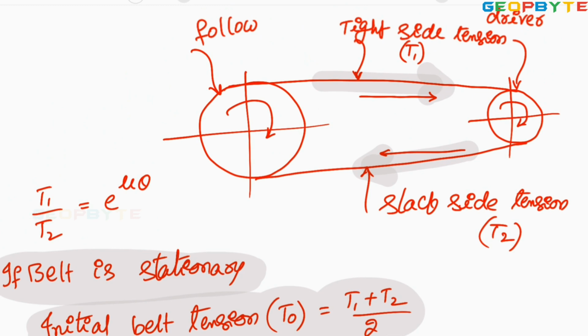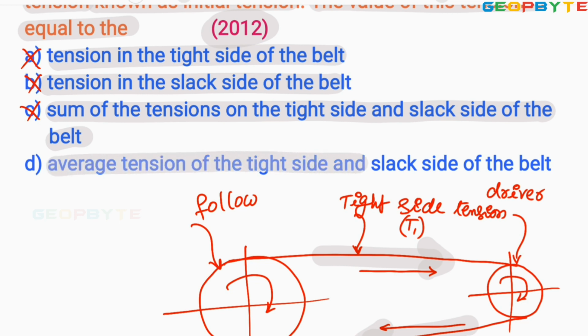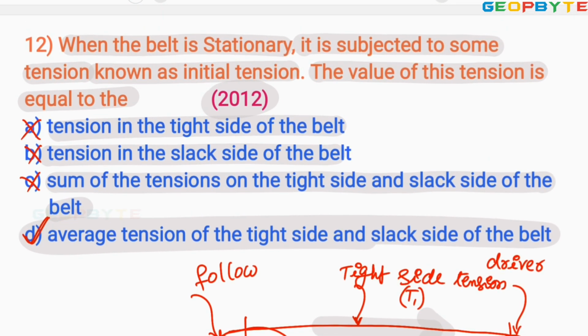Therefore, the answer is, option A, tension in the tight side of the belt? No. Option B, tension in the slack side of the belt? No. Option C, sum of the tensions on the tight side and slack side of the belt? No. Sum divided by 2. Option D, average tension of the tight side and slack side of the belt. Absolutely correct. Option D is absolutely correct. I hope you clearly got my point.